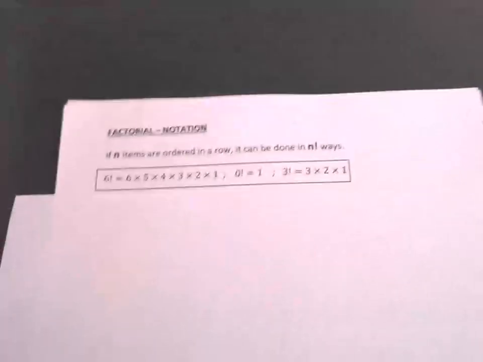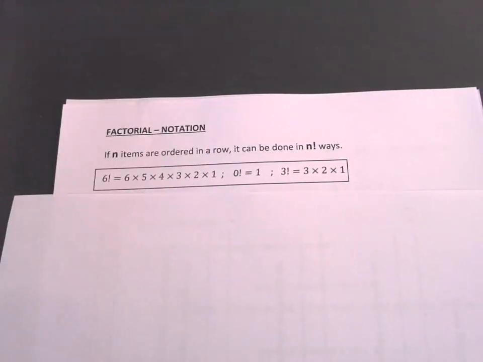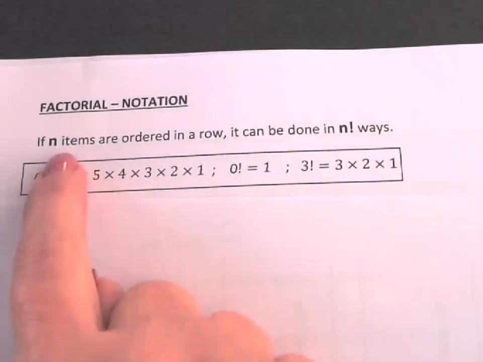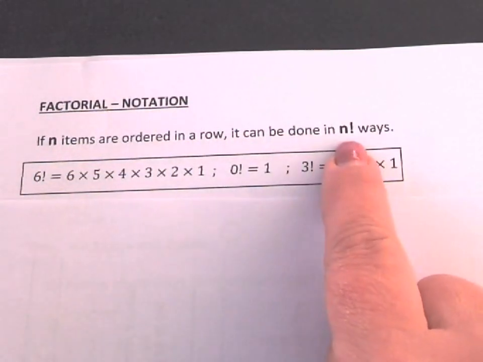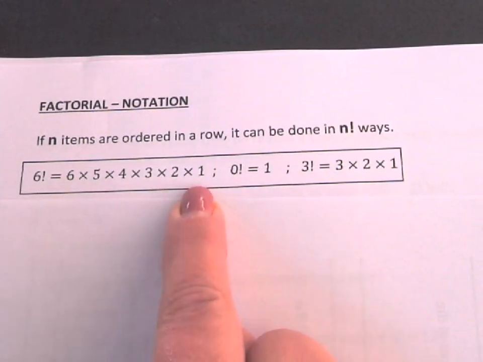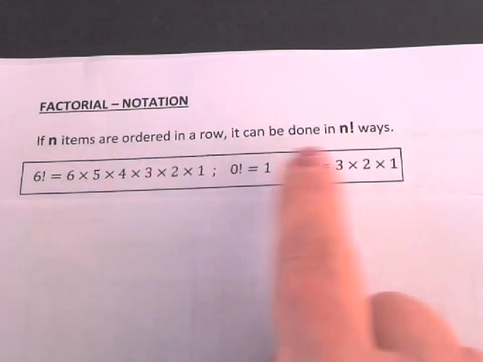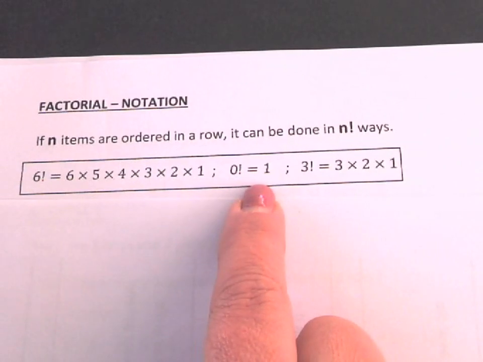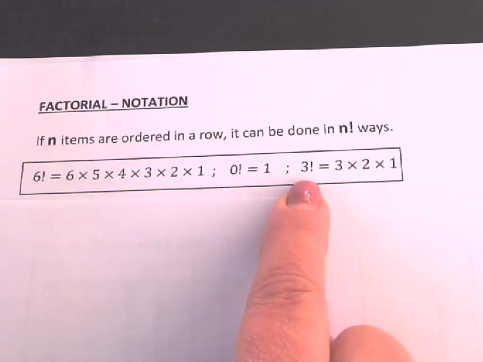Factorial notation. If n number of items are ordered in a row, you can do it in n factorial ways, and that means if it's 6 factorial, it's 6 times 5 times 4, etc. times 1. Or you can write it as 6 factorial. Now what you must remember is 0 factorial means it's 1. And 3 factorial means it's 3 times 2 times 1. Are you all with me?